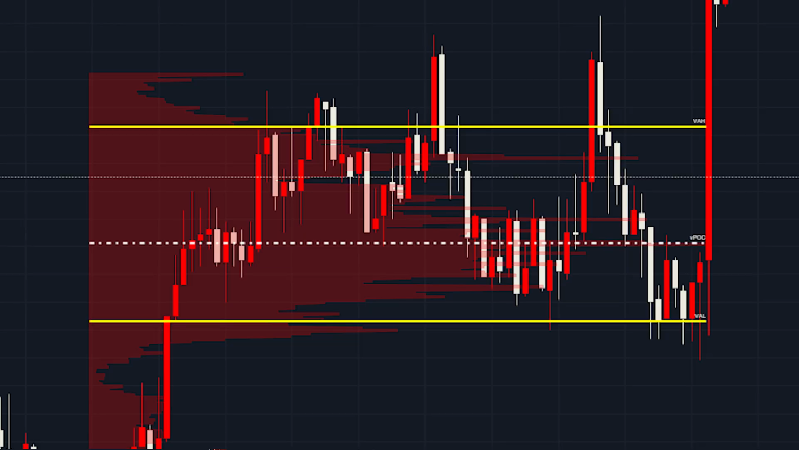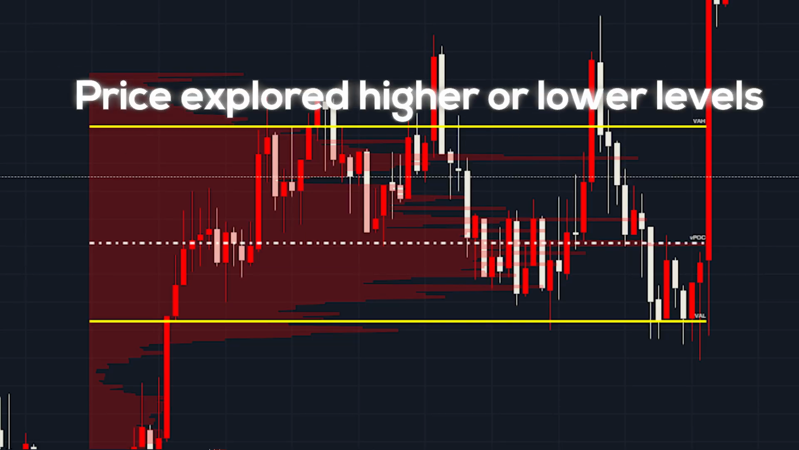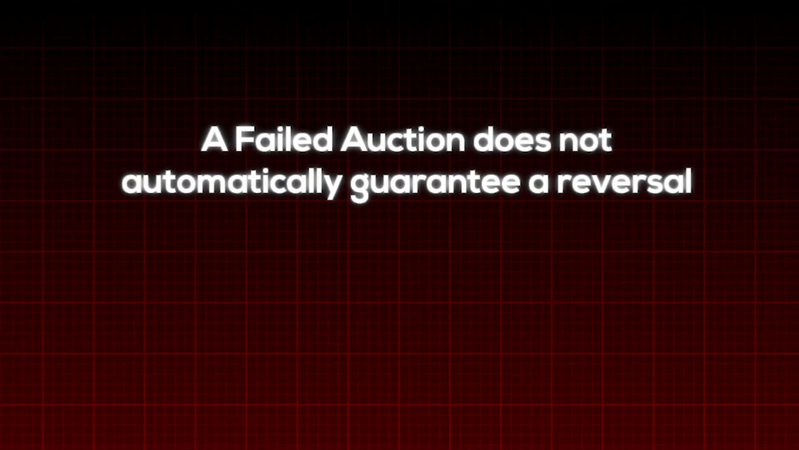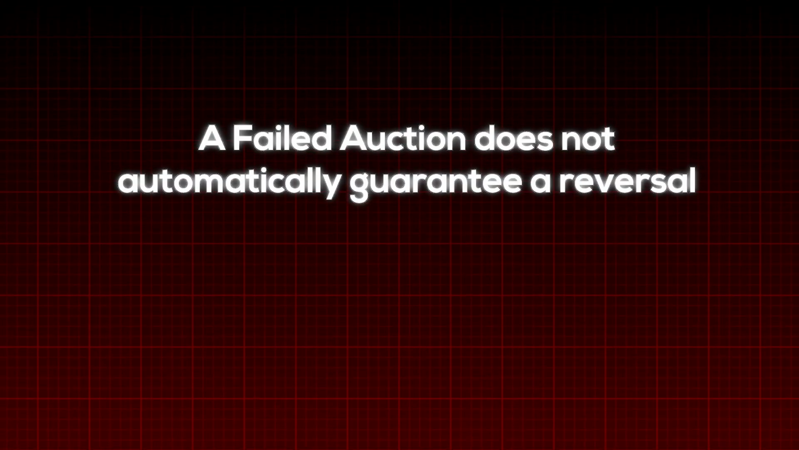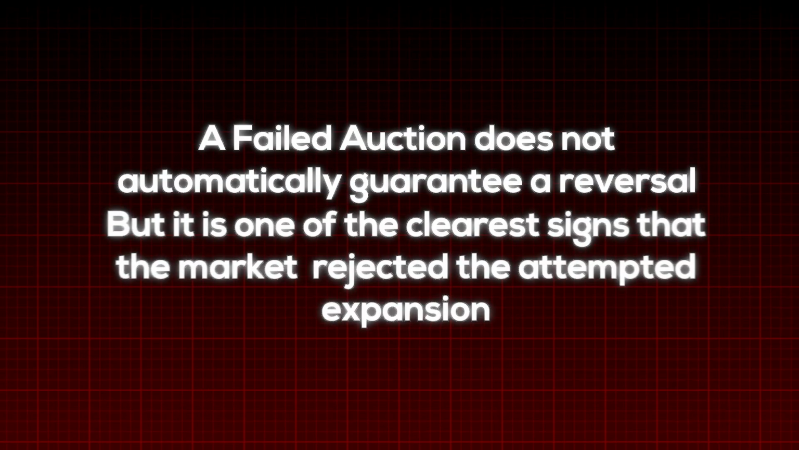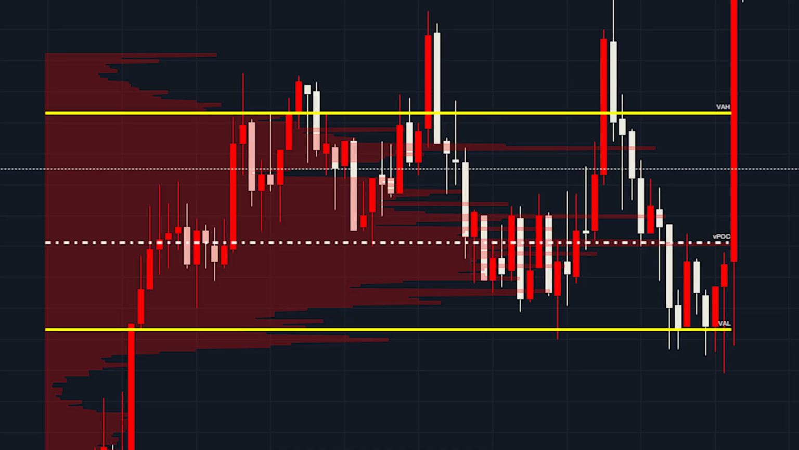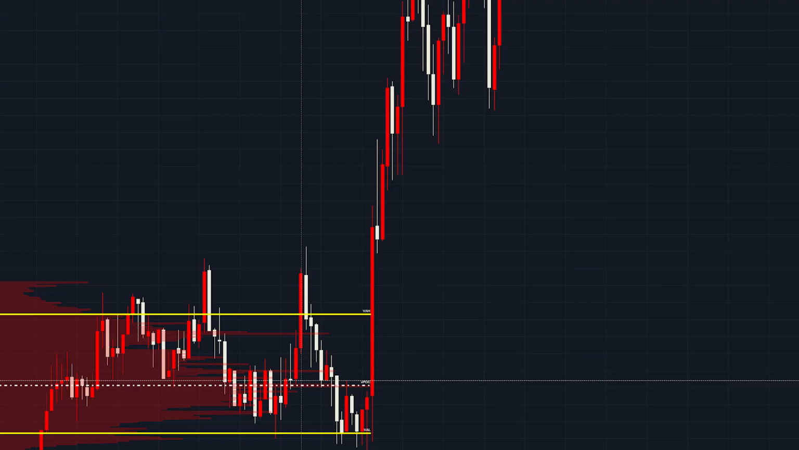In practical terms, price explored higher or lower levels, but there was not enough follow-through or participation to sustain that move. A failed auction does not automatically guarantee a reversal, but it is one of the clearest signs that the market rejected the attempted expansion. And rejection at an extreme often creates opportunity for rotation in the opposite direction.